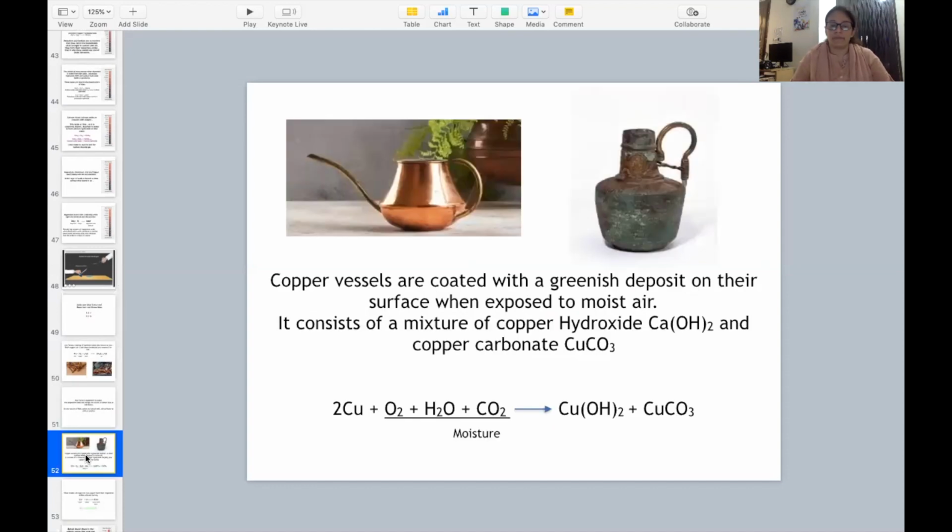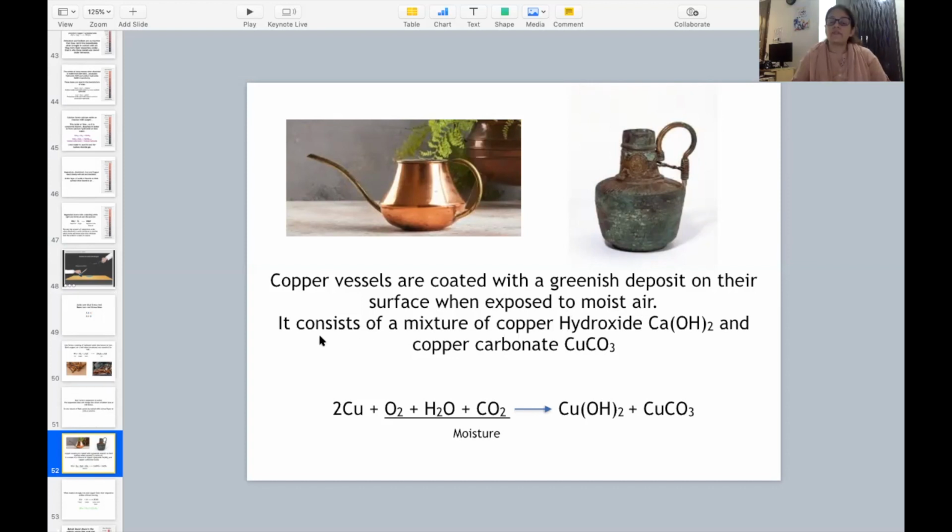Next comes copper. Copper vessels are coated with a greenish deposit, as we discussed while discussing the physical properties, that metals get tarnished easily. Copper reacts very slowly with oxygen, and a coating of greenish material is deposited on the surface when it is exposed to moist air. What is that layer?